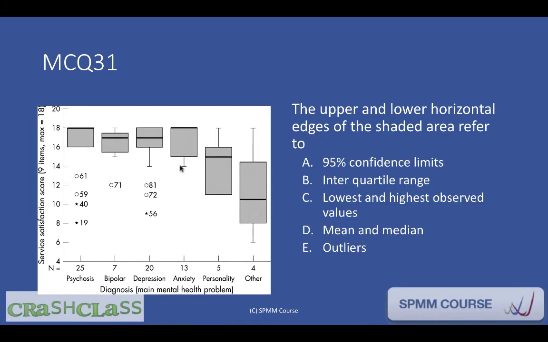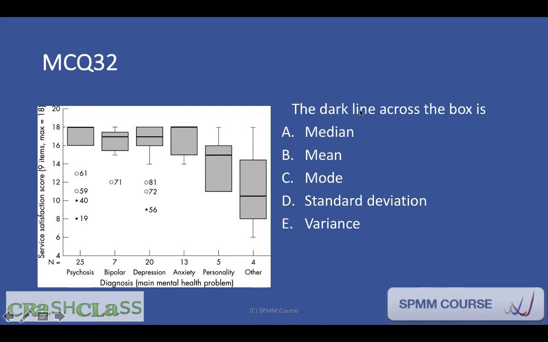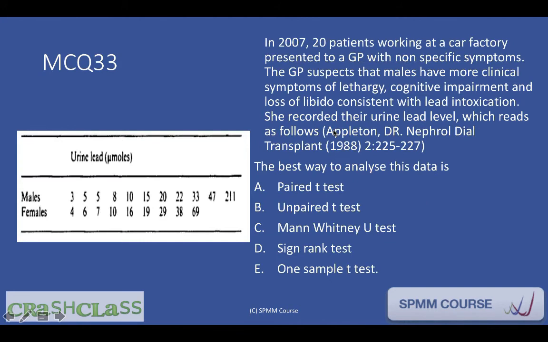Okay. The upper and lower horizontal edges of the shaded area. So this is the shaded area. Upper and lower horizontal edges. They refer to what? They refer to the interquartile range. Okay, so that's the interquartile range because this is the 25th percentile value, this one, and this is the, sorry, 75th percentile value. So this is the interquartile range. Okay. Dark line across the box. Usually this is the median.